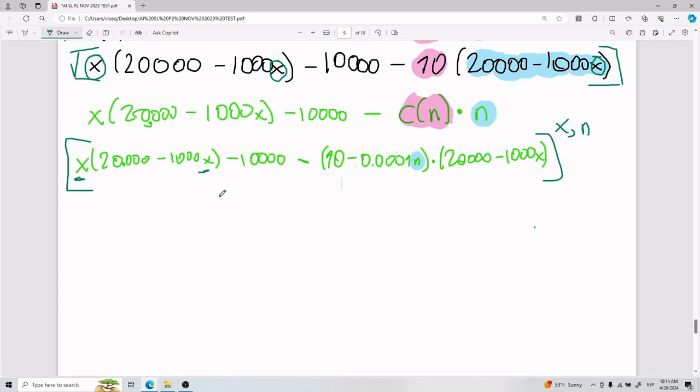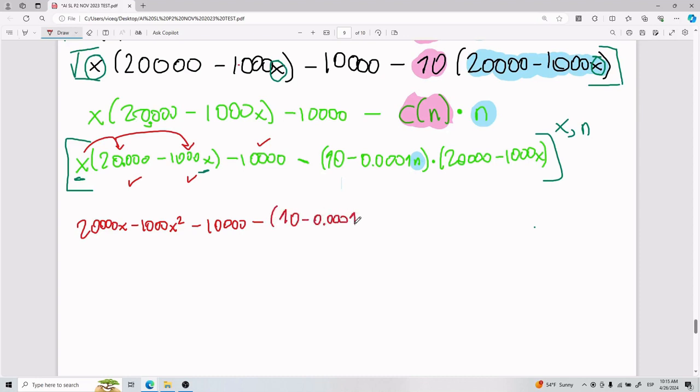And so now I'm going to start working with these numbers to make it look a little bit prettier. On the one hand, I can distribute here, and I can end up with 20,000x minus 1,000x squared. This minus 10,000 stays the same. I'm going to put check marks just to make sure that I've done everything, right? So minus 10,000. And here I can have minus 10 minus 0.0001 times n. And we know that n is 20,000, right?